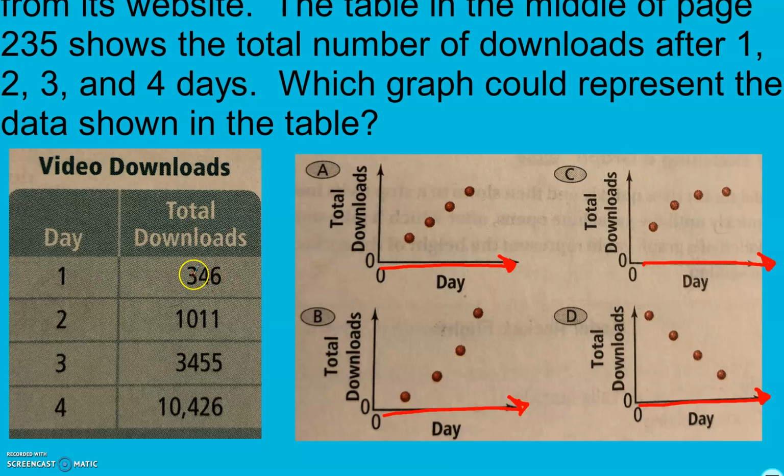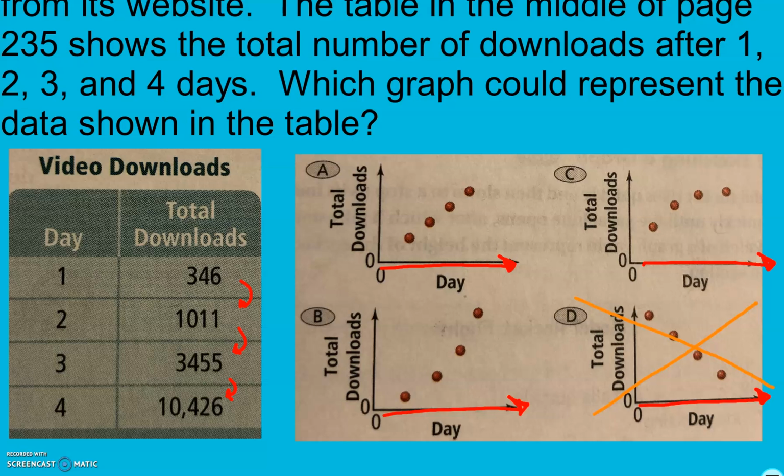I start off with 300, then I go up to 1,000, then I go up to 3,000, then I go up to 10,000. So these are going up and up and up, which means I start low and then get bigger. So it can't be D, because D starts high and then gets smaller.